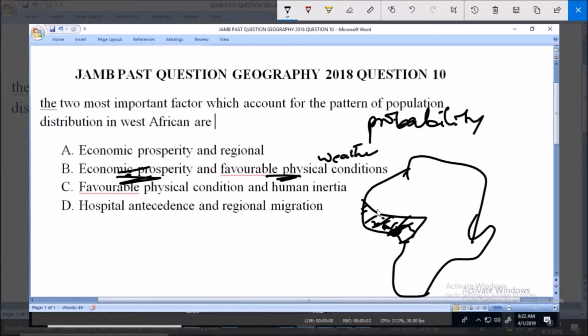People run from the Sahara area where there is very bad weather to the areas towards the rainforest region, like in Port Harcourt and Lagos, where the fiscal conditions of the weather there is good. So option B is the most likely better option in these options that we have here, and that's why B is the answer. Thank you.